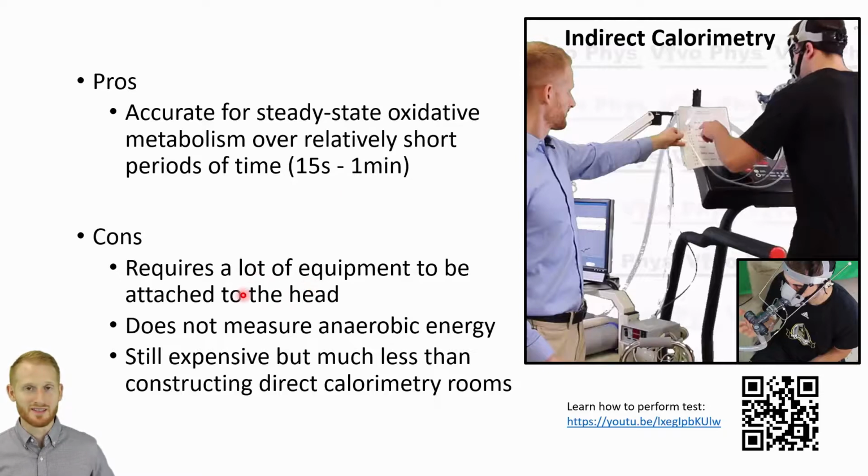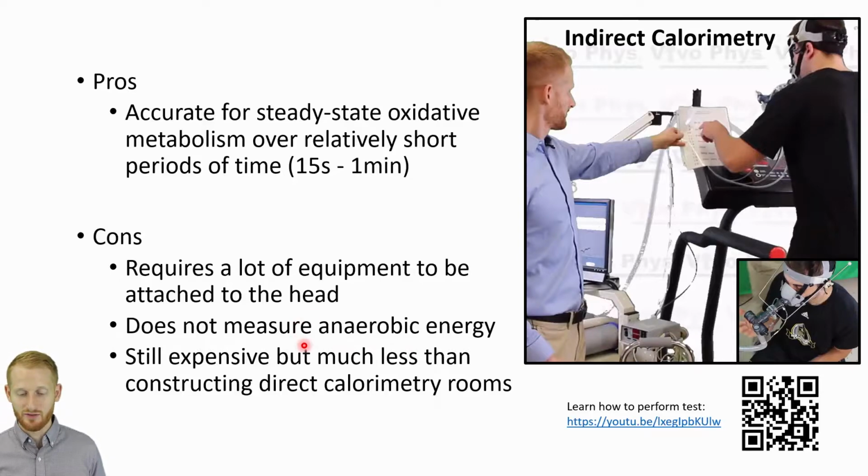The cons to indirect calorimetry, the first one's kind of like one of the cons of direct calorimetry. There's a lot of equipment. It's still very expensive. It's not as expensive as direct calorimetry, but you're still looking at probably somewhere between $10,000 and $50,000 depending on the unit that you're using. So the metabolic cart that you're using, which is the name of this machine, is quite pricey. There's a lot of equipment. There's a lot of setup. There's a lot of things you need to put on the person that can be a little uncomfortable. So there's a lot to it. It doesn't measure anaerobic energy either.